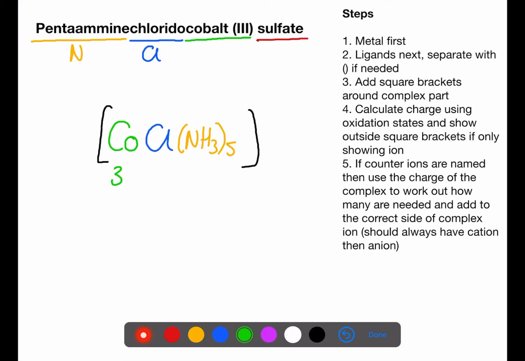The cobalt itself has a 3 positive charge, and the chlorido ligand has a 1 negative. There is no charge on the amine ligands. This means overall the square brackets has a 2 positive charge. This means we need just 1 sulfate ion to balance the charge.